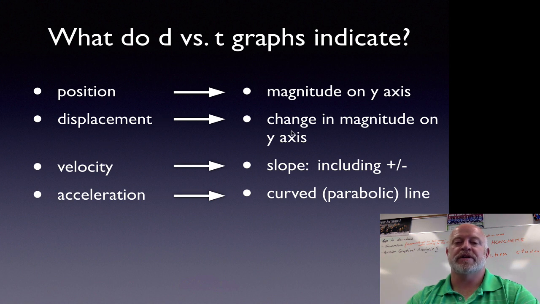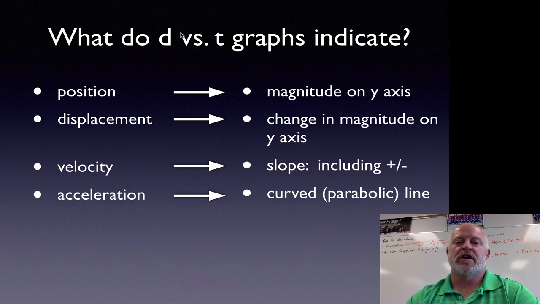Our displacement is that change in magnitude. So it's your final minus your initial. And we'll actually get a formula for that shortly. Okay? So it's always a change in magnitude. This is the line between the two points. Our velocity is our slope. Make sure you include positives and negatives, because if you have a positive slope, that means you have a positive displacement. If you have a negative slope, that means you're getting a negative displacement. Or you are either going positive velocity or negative velocity. It means very different things because you can go in the opposite directions.